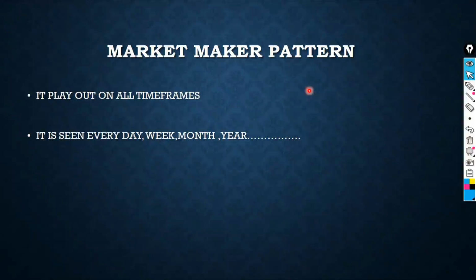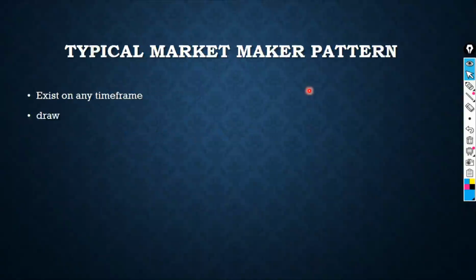The market maker pattern, like I said, the footprint of what they do plays out on all time frames. It is seen every day, every week, every month, and every year. Okay, so it exists on every time frame, on any instrument. Even on a weather chart, you can see the pattern as long as the thing measures the high and the low. Okay, you will see the pattern that I'm talking about.